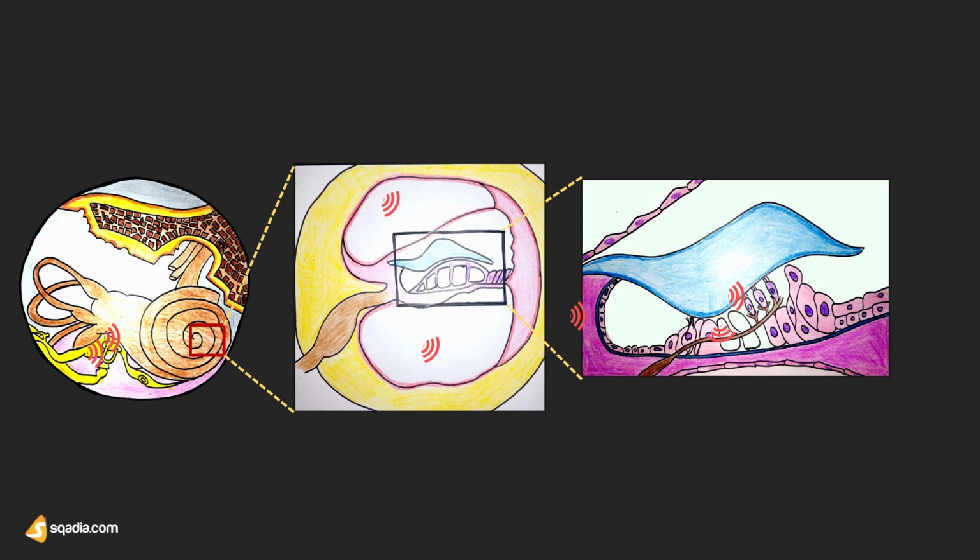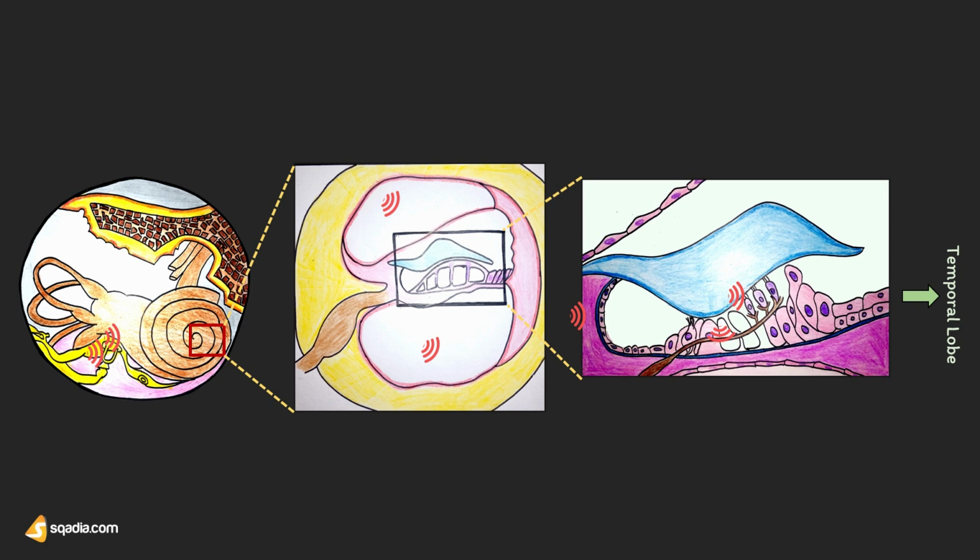Action potential signals are transmitted into the brainstem, where they are relayed through the thalamus to the auditory cortex in the temporal lobe. There, the signals are interpreted as sound. Auditory memories of the sounds we've heard in the past, such as earworms, are also housed in the temporal lobe.